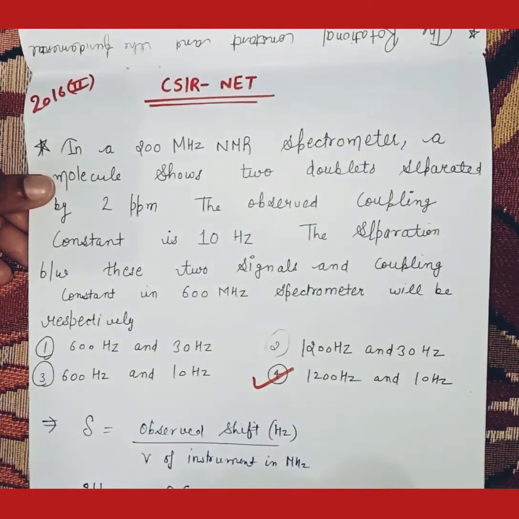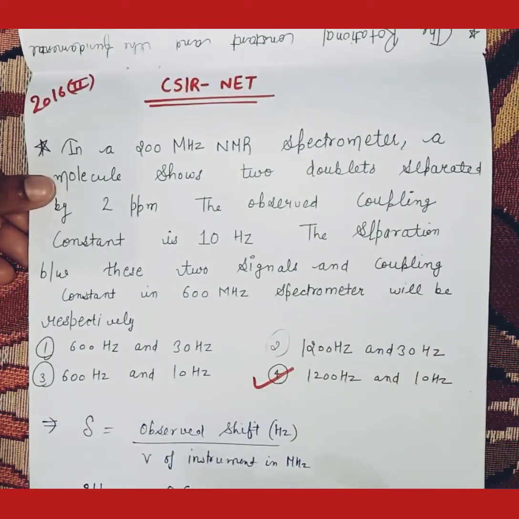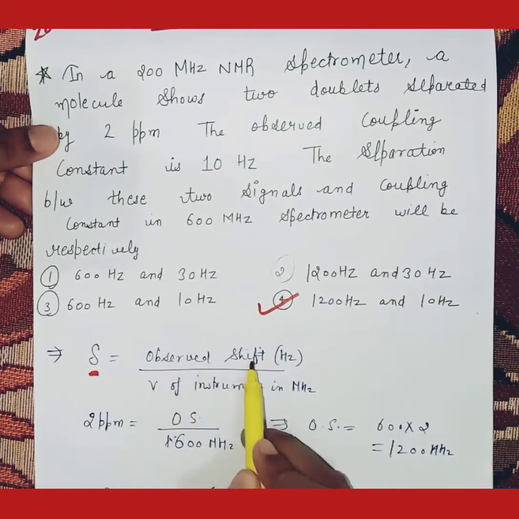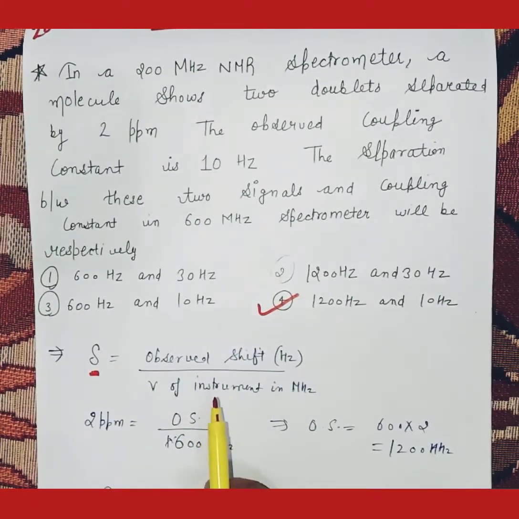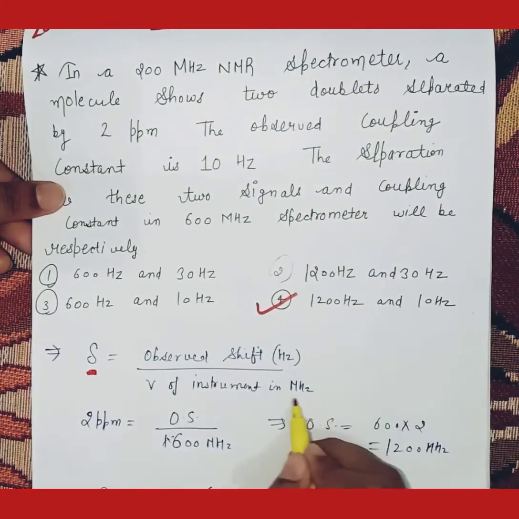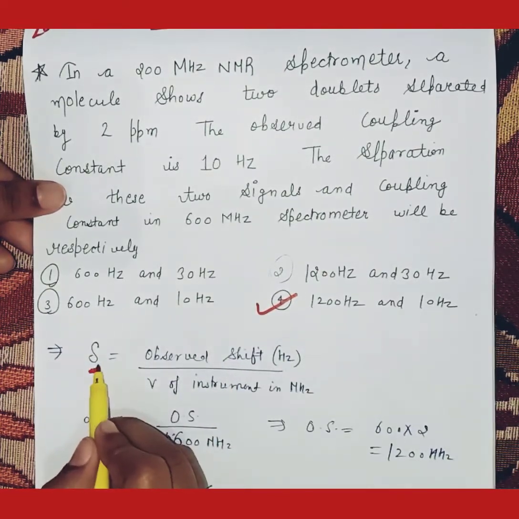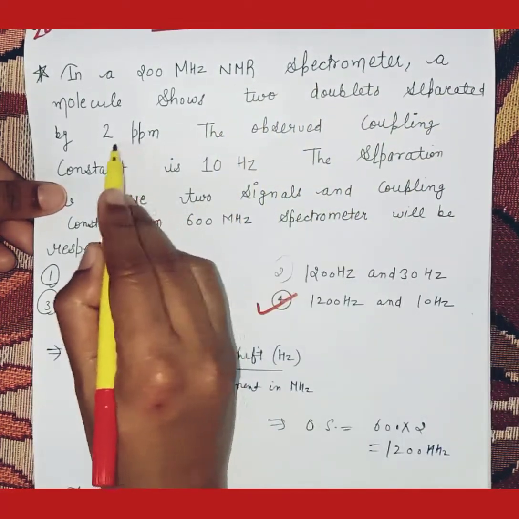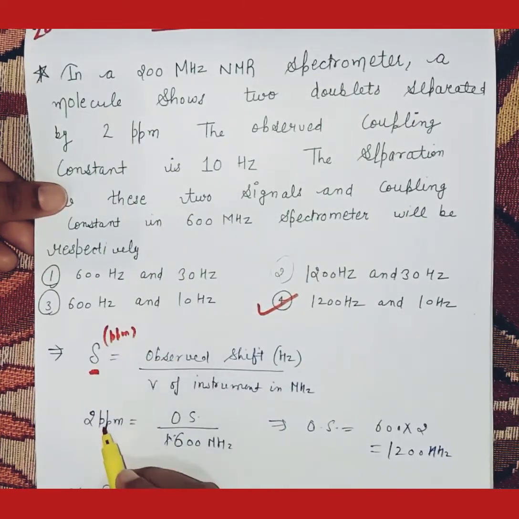In these types of questions based on NMR spectroscopy, you just have to learn only one formula, and that is this one: delta is equal to the observed shift in hertz divided by the frequency of the instrument in megahertz. The shift is taken in hertz and the instrument frequency is in megahertz. Delta is the chemical shift, which is the separation between two doublets, and it is always taken in ppm, so it is 2 ppm.